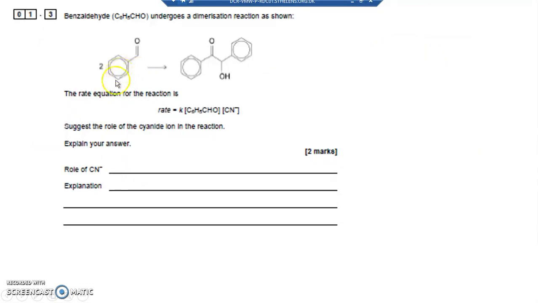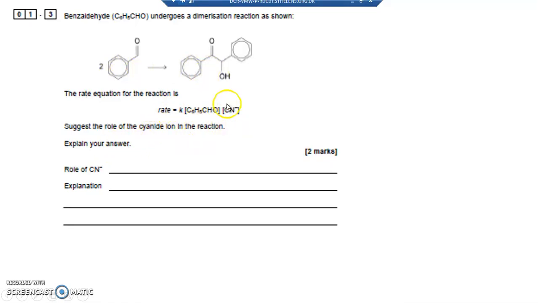Let's have a look at this next one now. The rate equation for the reaction is rate constant multiplied by the concentration of benzaldehyde multiplied by the concentration of some cyanide ions. But actually cyanide ions don't appear in the actual reaction, but they do affect the rate. So that's strange, isn't it? They're not a reactant, but they affect the rate.